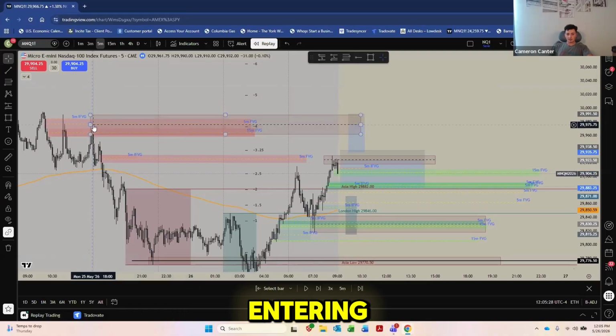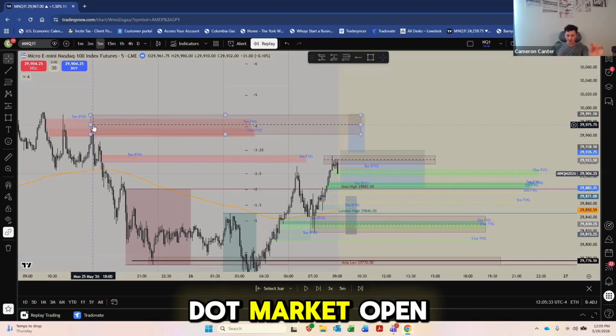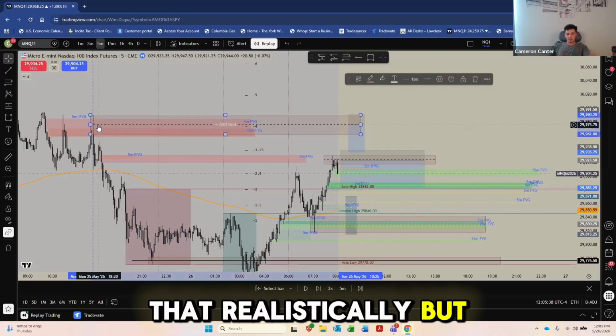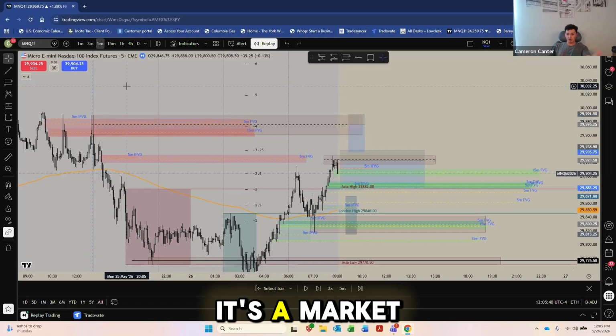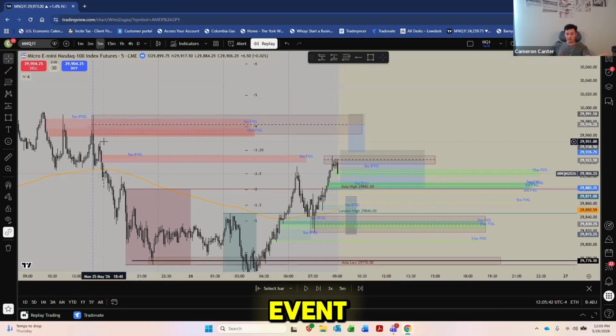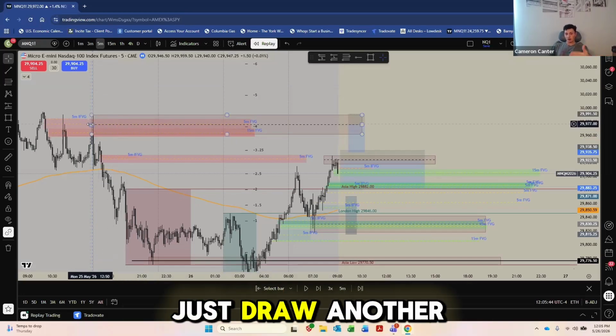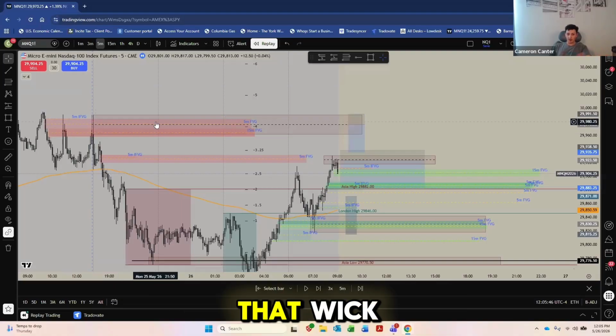And that in theory is an entry because it's a rejection block. Most people are not going to be entering that because it's 6 o'clock on the dot, market open. Wow. And so you're not going to enter that realistically. But at the same time, it's a market moving, market opening event inside the fair value gap. So you can just draw another rejection block on that wick.